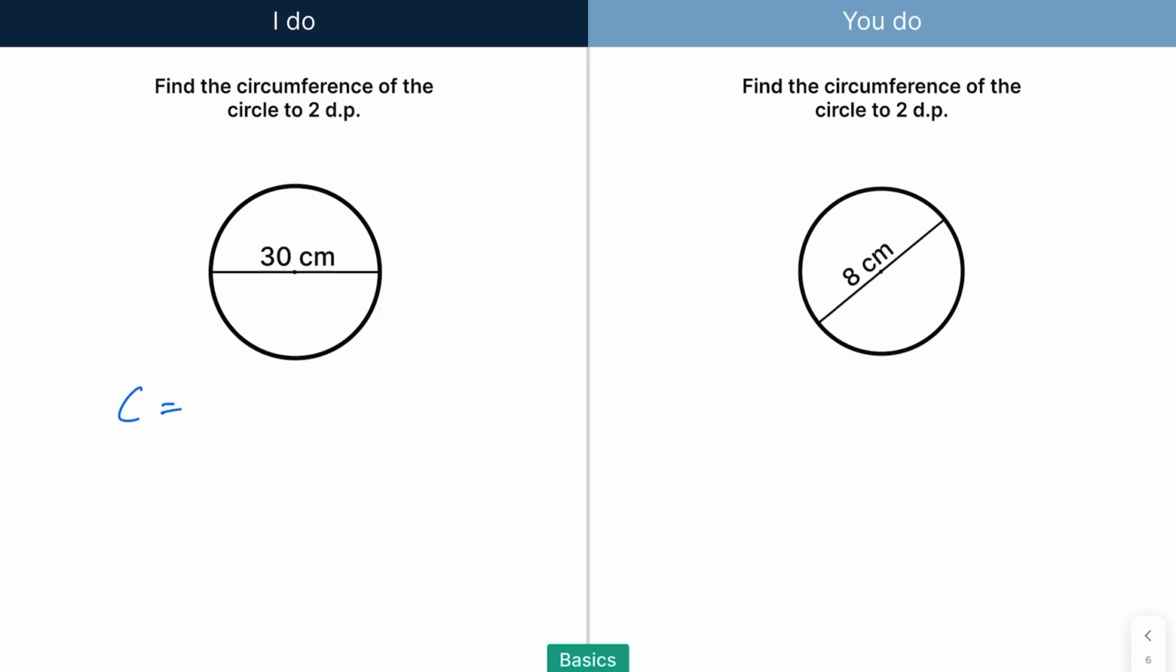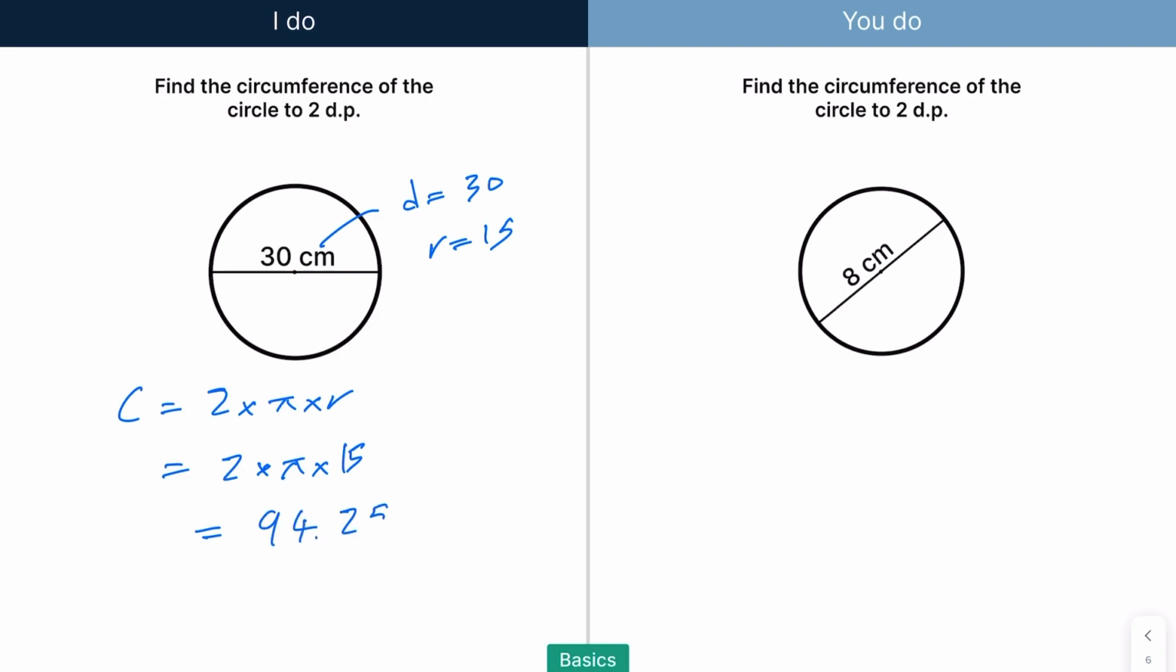So although the formula is the same, 2 times pi times r, this is the diameter. That's 30, so the radius is going to be 15. So we can just do 2 times pi times 15. And that becomes 94.25 centimeters. And again, hopefully you've pressed pause and had a go at the question on the right.